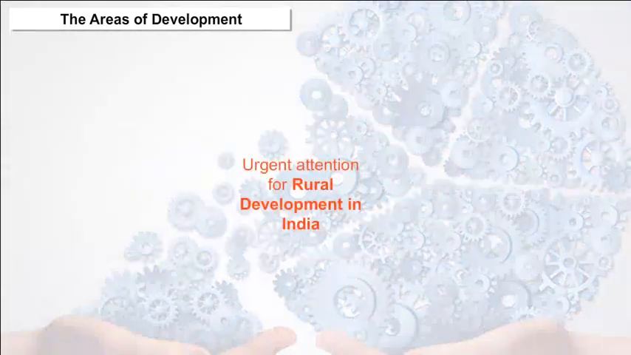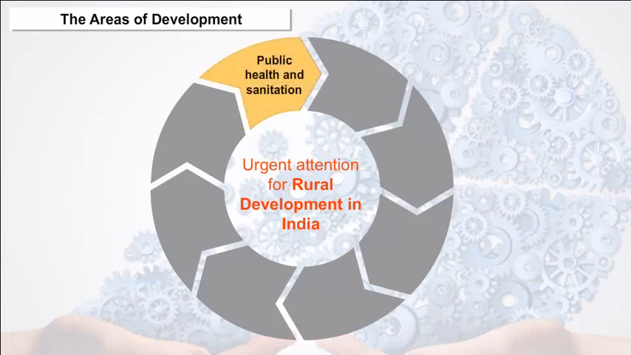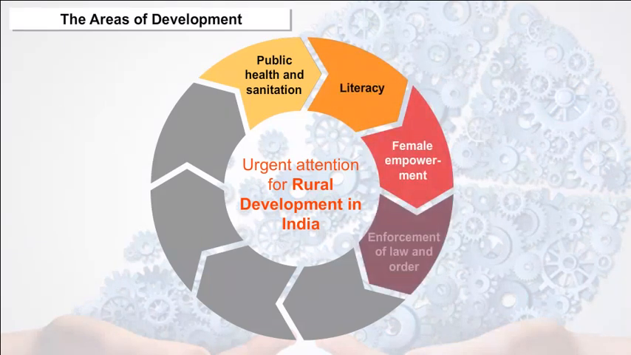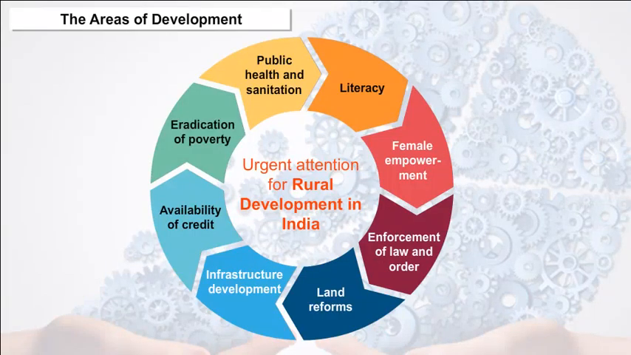The areas where it needs the urgent attention for rural development in India are public health and sanitation, literacy, female empowerment, enforcement of law and order, land reforms, infrastructure development like irrigation, rural electrification, availability of credit, eradication of poverty, and so on.